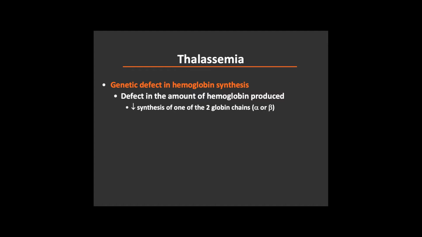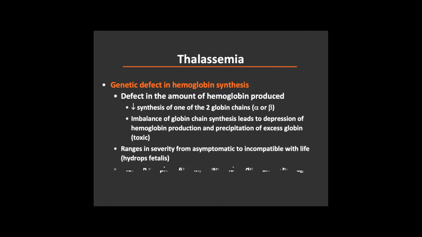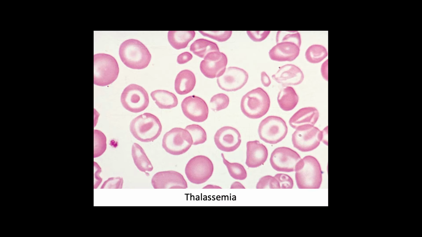So with thalassemia, there is a genetic defect in hemoglobin synthesis, and that defect causes us to have a decrease in the amount of hemoglobin produced. So we can't make either the alpha or the beta chains. And since there's an imbalance of the globin chain synthesis, this leads to lower hemoglobin production. And then we have ranges in severity from asymptomatic to incompatible with life. Most of the people who will have thalassemia are from African, Asian, and Mediterranean heritage.